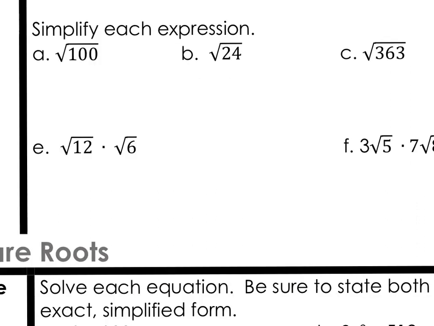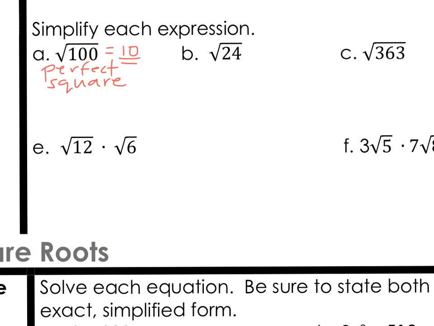The directions are to simplify each expression, and they all have square roots in them. The first one is the square root of 100. Over on the left, that's one of our perfect square factors already. 100 is known as a perfect square, and that means the answer is going to be a whole number, and you won't have a square root in it. The square root of 100 equals 10, because 10 times 10 equals 100. So you're doing the opposite operation.